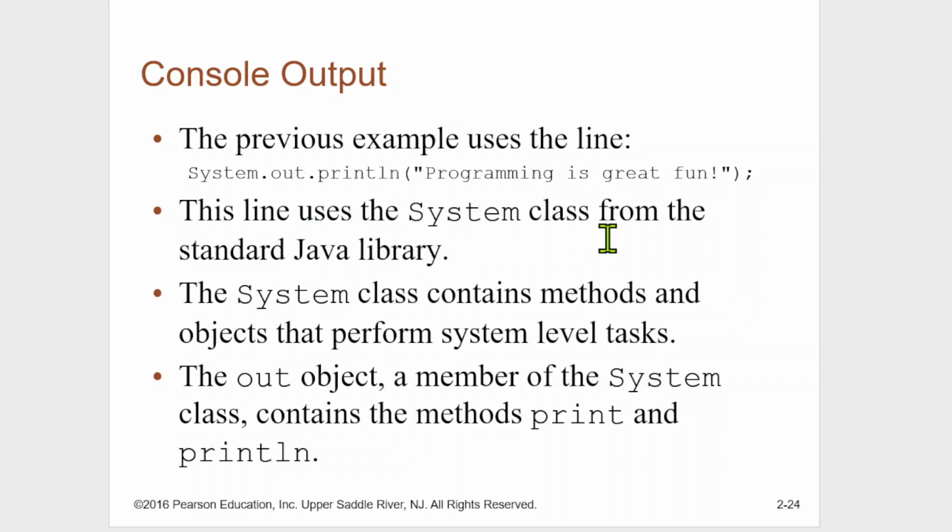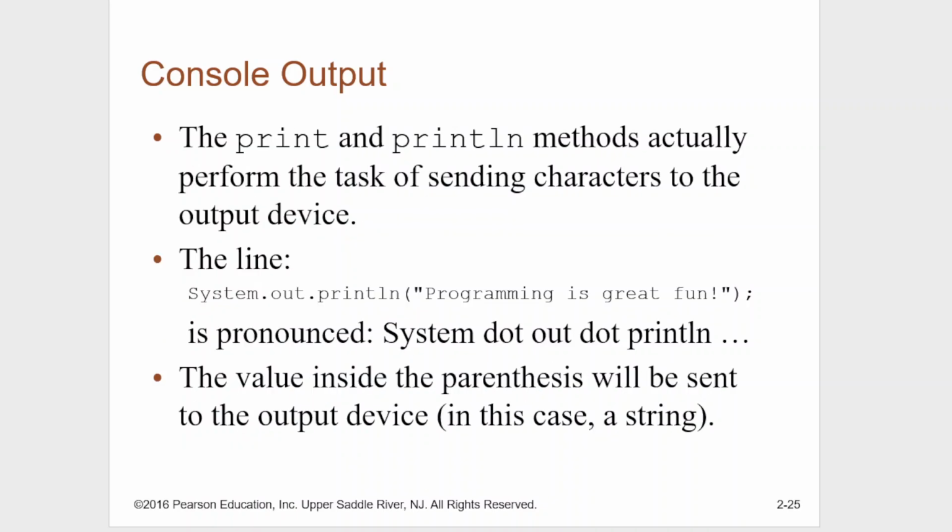The previous example uses the line System.out.println. This line uses the System class from the standard Java library. The System class contains methods and objects that perform tasks. The out object is a member of the System class, and contains the methods print and println. Print and println methods actually perform the task of sending characters to an output device. The line println, programming is great fun, is pronounced System.out.println. Okay. The value inside the parentheses will be sent to the output device, in this case, a string.